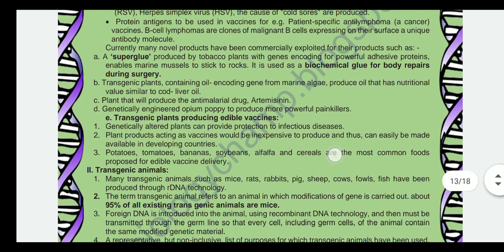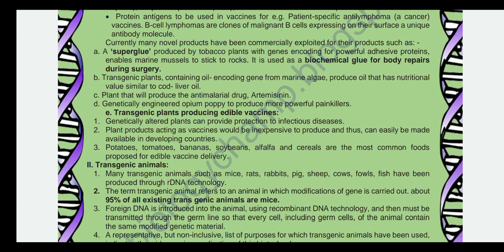Currently many novel products have been commercially exploited, such as super glue, which is obtained from the tobacco plant, with the gene coding in it for the powerful adhesive proteins that enable the marine mussel to stick to rocks. So it is used as biochemical glue for body repairs during surgery.